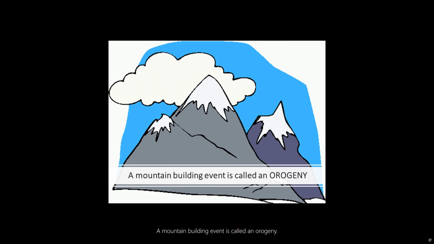A mountain building event is called an orogeny. Orogenic events occur due to tectonic activity, usually along the mobile belts of a continent. In the case of North America, we have mobile belts on the north, south, east, and west margins.